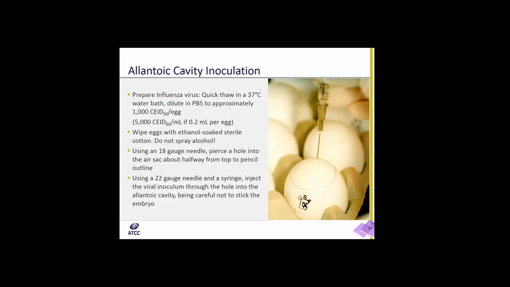Using the 22-gauge needle attached to a syringe, you should have your needle straight up and down, and you will enter the needle approximately halfway of the needle's length into the egg in order to reach the allantoic cavity. You may feel slight resistance or piercing of the allantoic membrane, and you dispense 0.2 milliliters of virus per egg, which you've calculated to be 1,000 CEID 50 per egg.